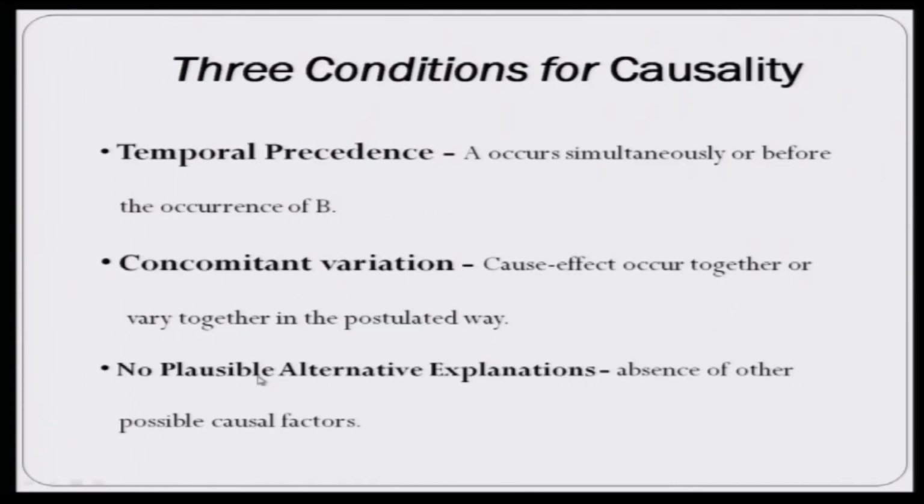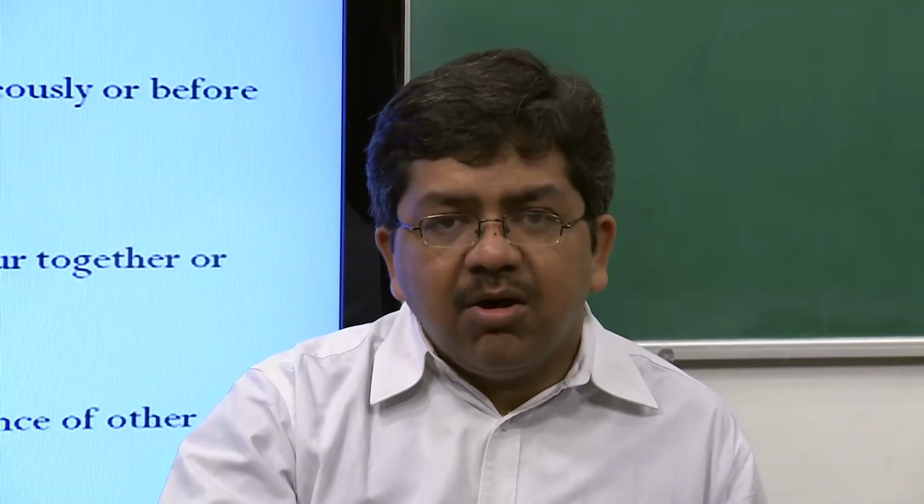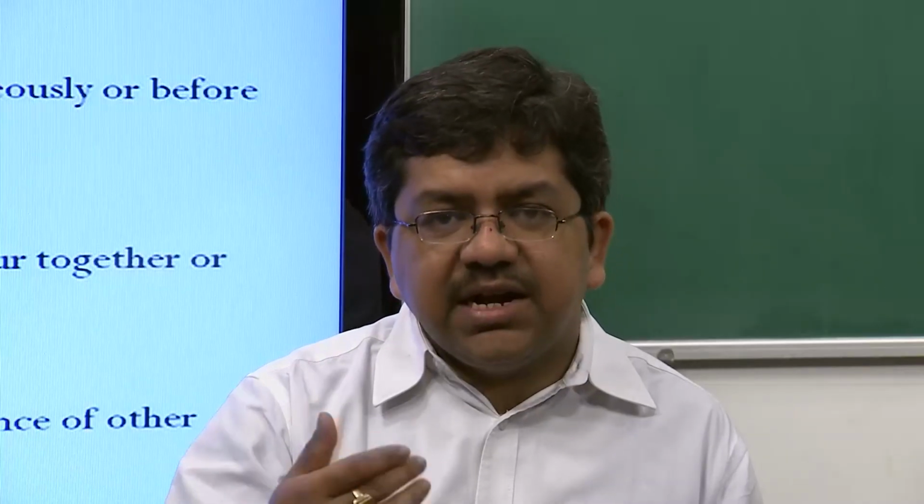So, there are three conditions for causality to be inferred. The first is temporal precedence. If I represent the relationship as A being the cause and B being the effect, A occurs simultaneously with or before the occurrence of B. So, that is called temporal precedence: A will either occur before B or simultaneously with B, however, it cannot happen after B. That is what temporal precedence is.